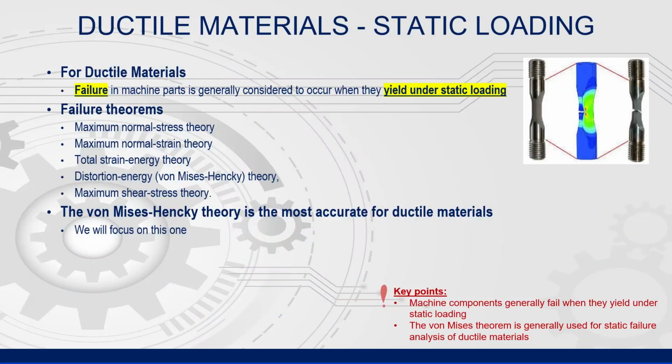There are 5 common theorems for the failure of ductile materials. Several of these have been superseded by later methodologies. The von Mises theorem is the accepted method for ductile materials, while the maximum shear stress theory is basically a subset of the von Mises stress.